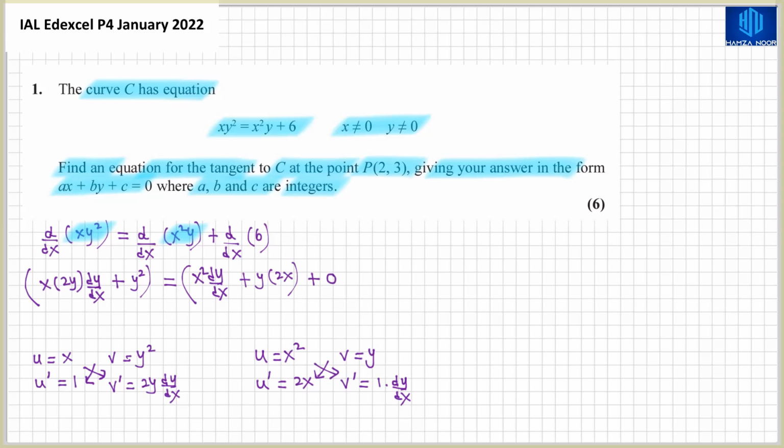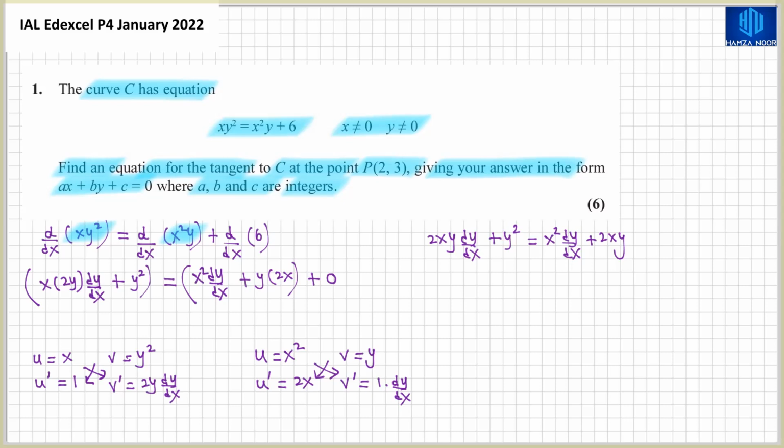All right. So now we have something like this: 2xy dy/dx + y² = x² dy/dx + 2xy. So far we have achieved this thing. So now in order to get the dy/dx function, we would collect the terms which are related with dy/dx on one side of the equation and the terms which are not related with dy/dx on the other side of the equation.